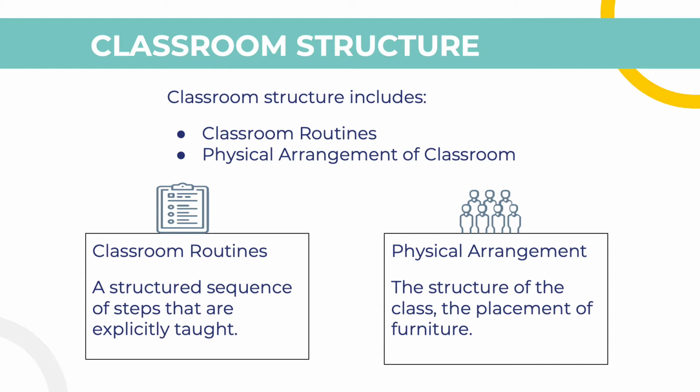Many classrooms have specific routines for how students exit the classroom. For instance, the routine may be to line up along the wall, then wait for the teacher to verbally dismiss the students before they exit the class. Physical arrangement is a more concrete factor as it refers to the actual physical structure of the classroom, including the placement of desks, chairs, posters, shelves, and books.